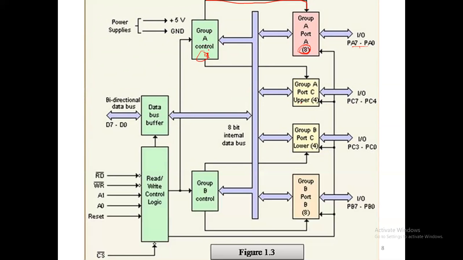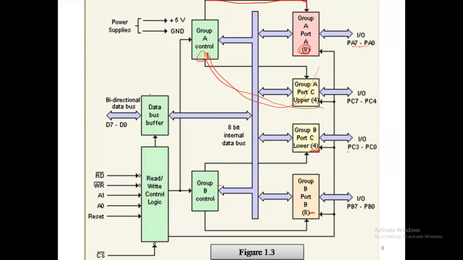This arrow, this part, this arrow, this part. So these 3 blocks are complete, and another 3 blocks are the group B control. Group B control covers port B full 8 and the lower half of port C, PC0 to PC3. So these 4 and 8 make 12 controlled by group B. So this 3 part is finished and this 3 part is finished. This is the 6th block finished.